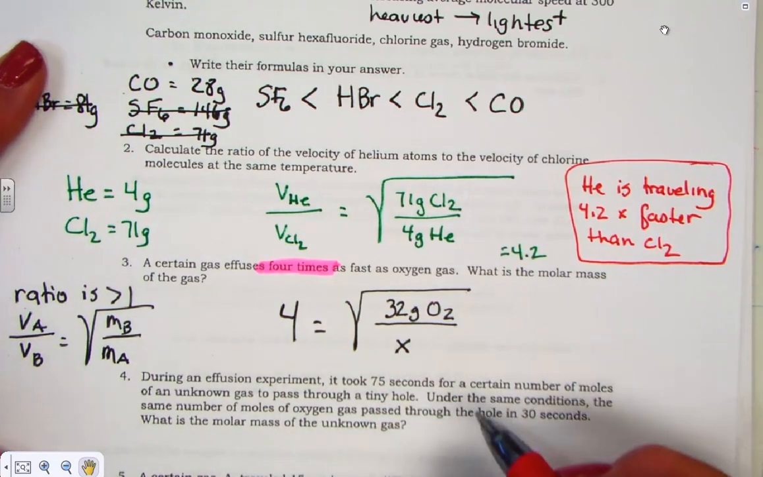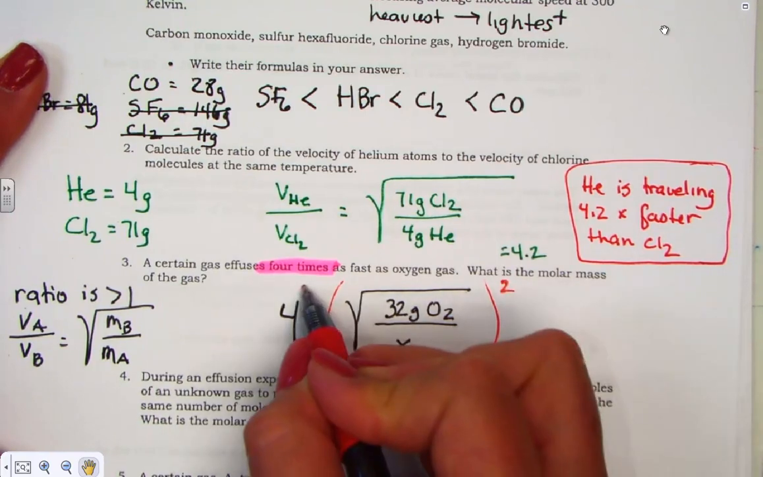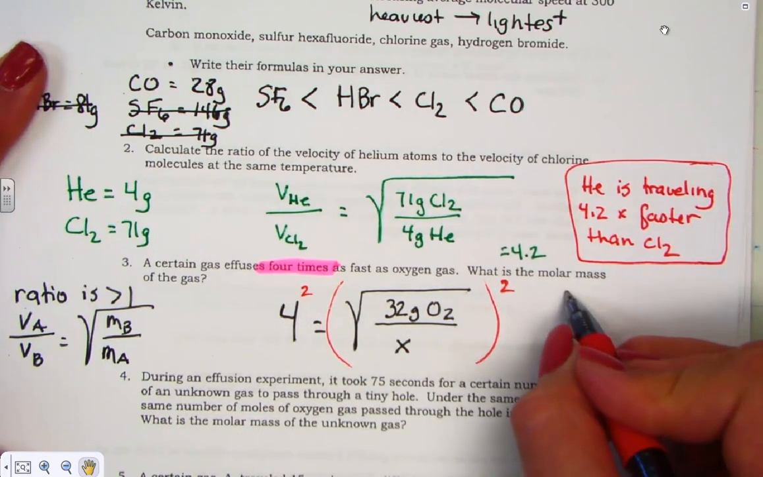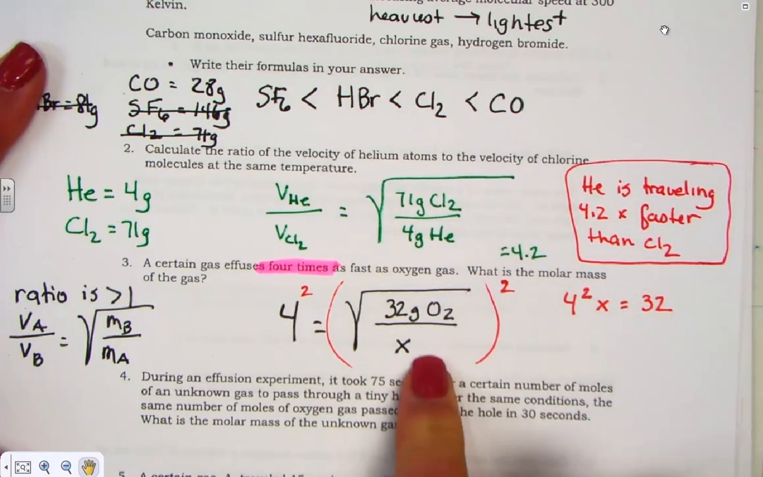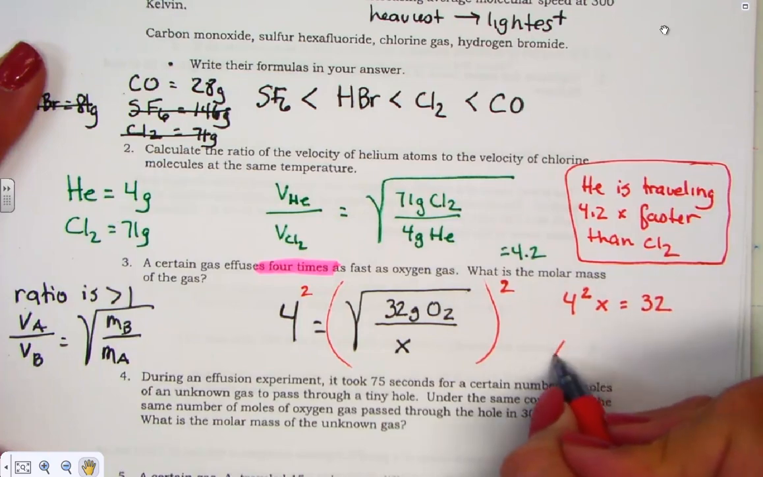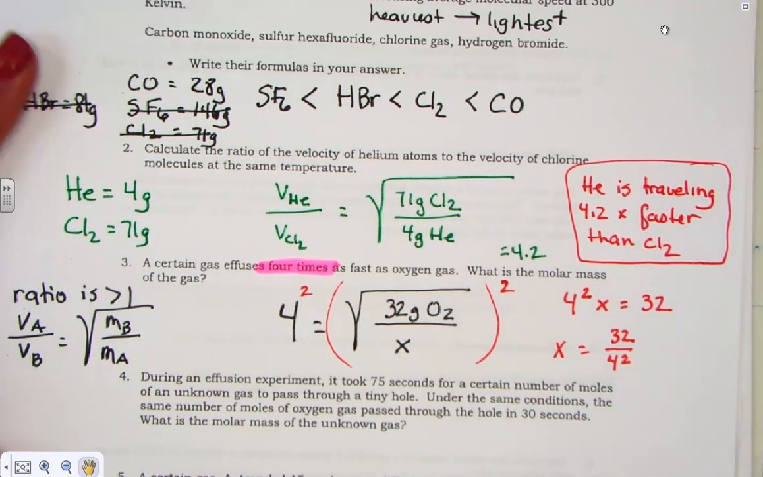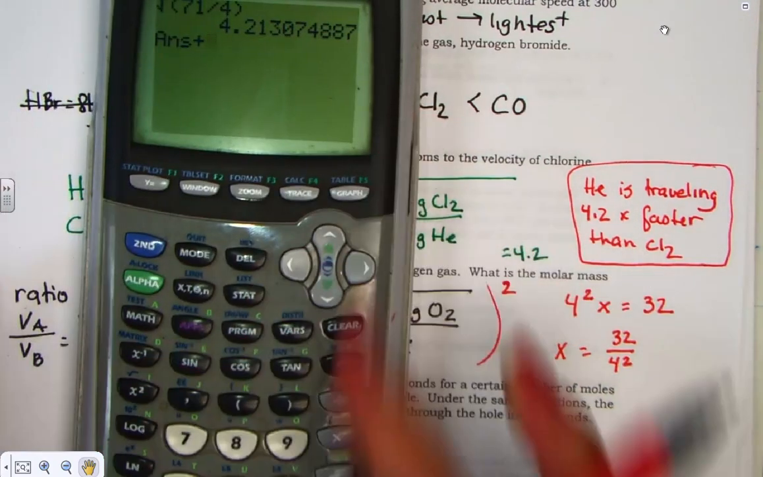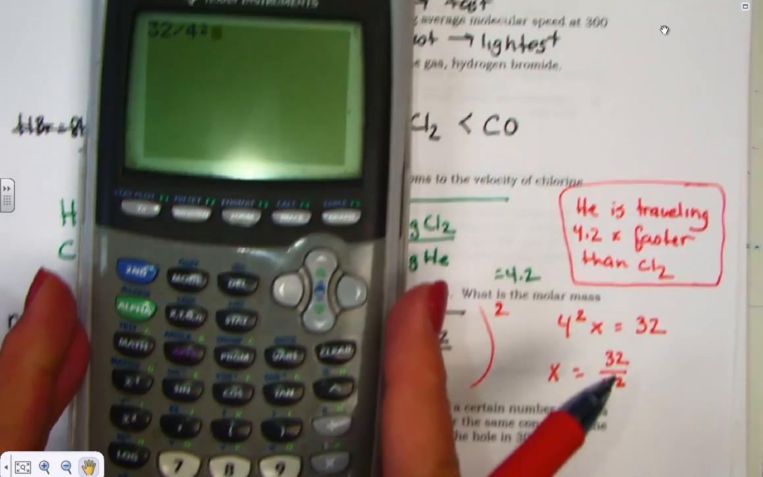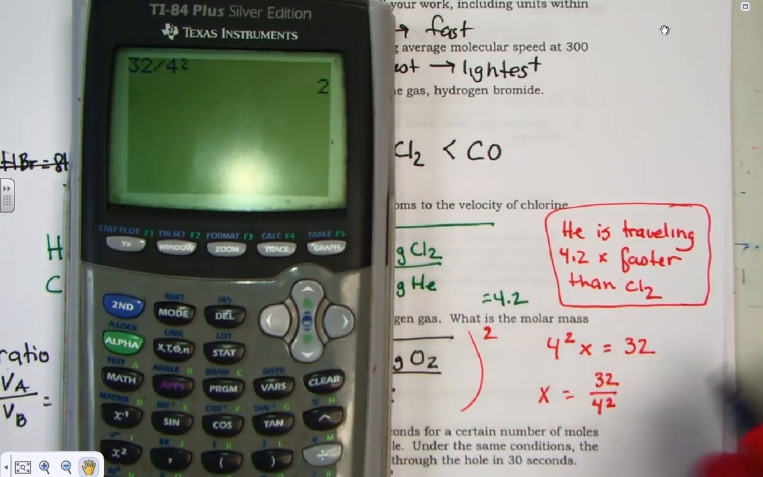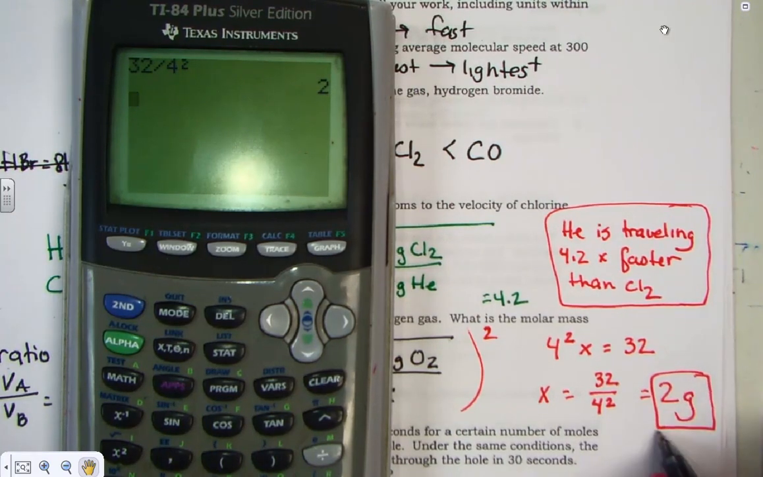So what does this algebra look like? We're going to square both sides, aren't we, to get rid of the radical. So 4 squared times x equals 32. The x comes up here. X is 32 over 4 squared. Let's hit it. 32 over 4 squared is 2. 2 grams is the molar mass of our lighter gas.